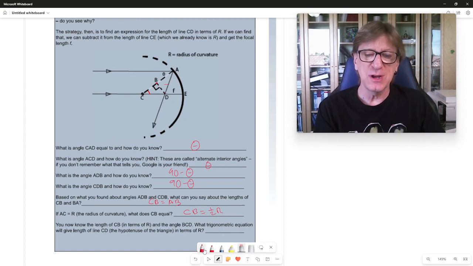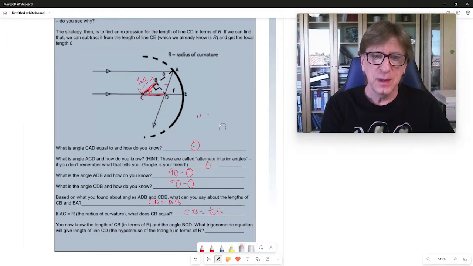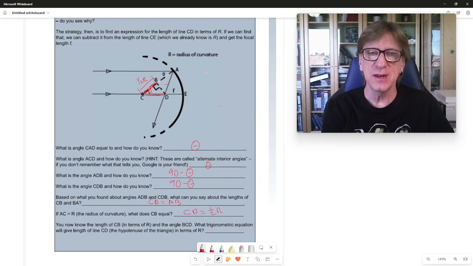So, well, now I've got a right triangle. I want the CD as the hypotenuse of that right triangle. So I've got an angle here, and I've got the length of this side here, this CB side. I know that this is 1/2 R. What trig function is going to give you CD? So take a look at the triangle then, and let's see what we can find. So here's my right triangle. CD is the hypotenuse, and this is my adjacent side from this angle theta. So that trig function then, of course, is going to be cosine.